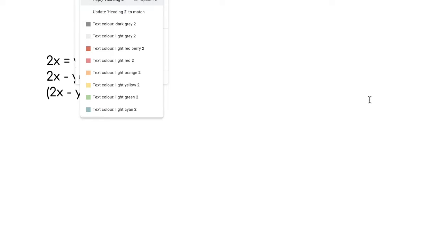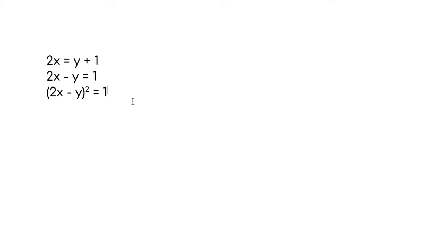So what I'm going to do first, just because why not, let's move y to the other side of the equation. 2x minus y equals 1. Right, now that we've got this equation, let's square it. So that's just going to be 2x minus y squared equals 1 squared, which is just 1.